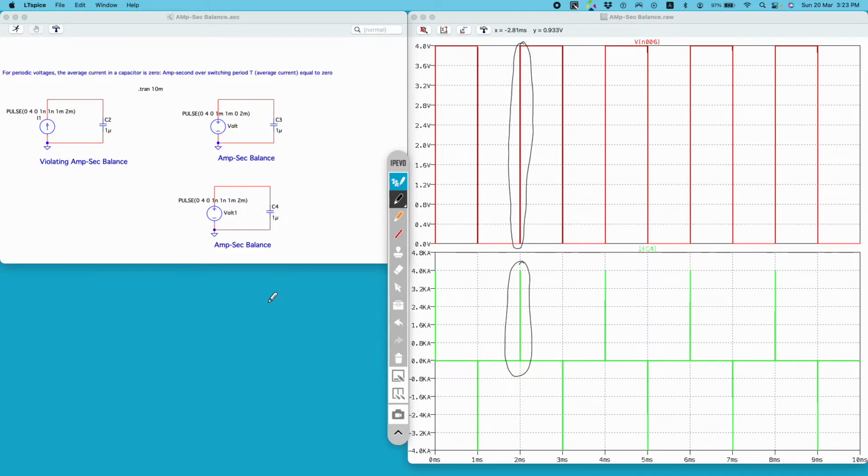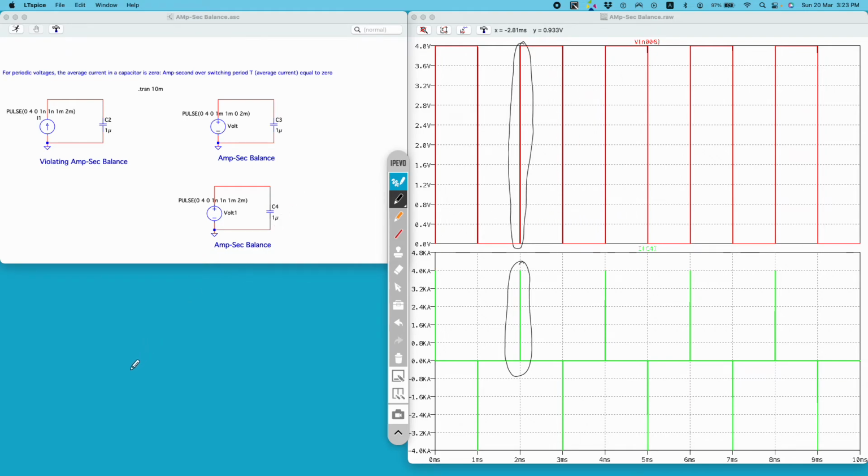So there are two things you should care about when you are using a capacitor in a DC to DC converter or switch mode power supply. First is that the voltage across the capacitor should be periodic in steady state. In transient, we will see in the next video, we usually violate the amp second balance principle. And the second thing is the voltage should not change instantaneously. So it should be periodic, but it cannot change instantaneously like this.